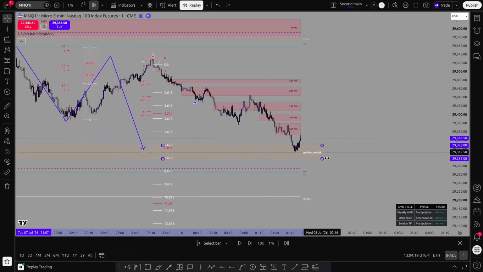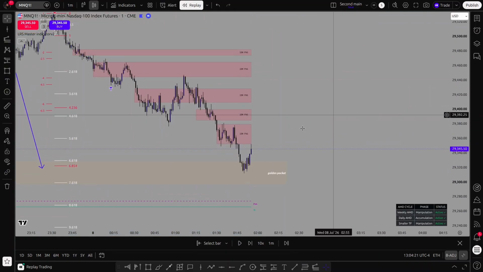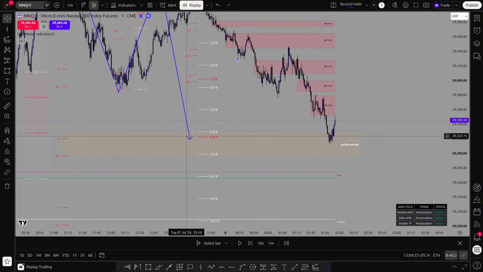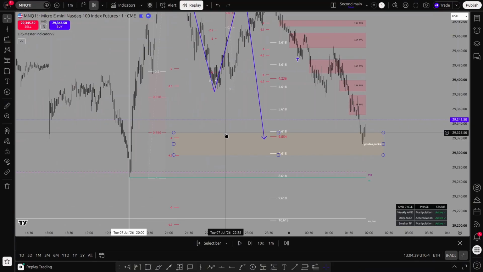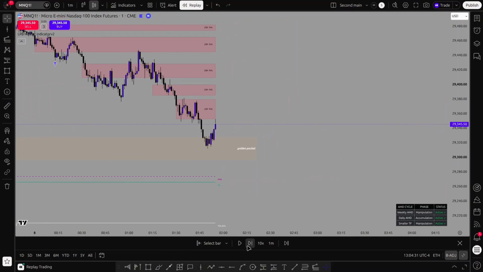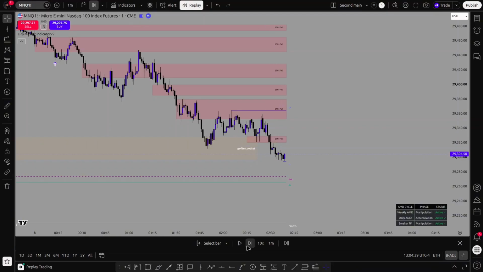Golden pocket has been hit. I have no 15-minute bullish fair value gap, however, though. So one of my higher time frame confluences is missing. Therefore, is that high probability? It's not. No 15-minute fair value gap. No higher time frame fair value gap at all. Golden pocket is not holding. Seems to be. Now let's see.